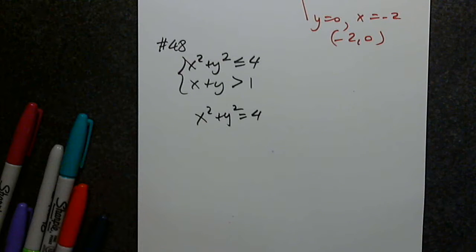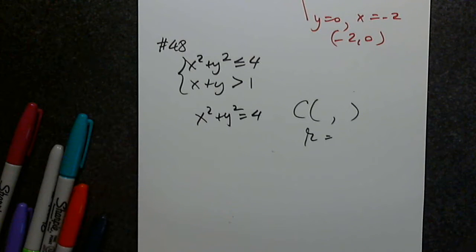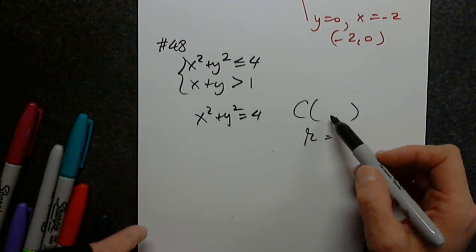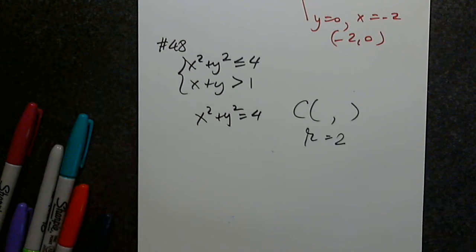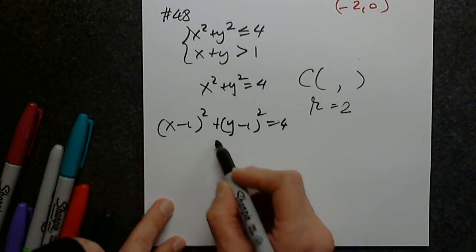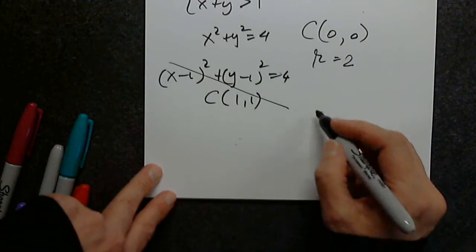So what is it? Exponential function? I don't know. Is it? It's a circle. It's a circle with a center at and the radius of. The radius is 2. And the center is? Center of 1, 1 will look like this. This would be a center of 1, 1. Yes. Very good. Let's graph it. Awesome.